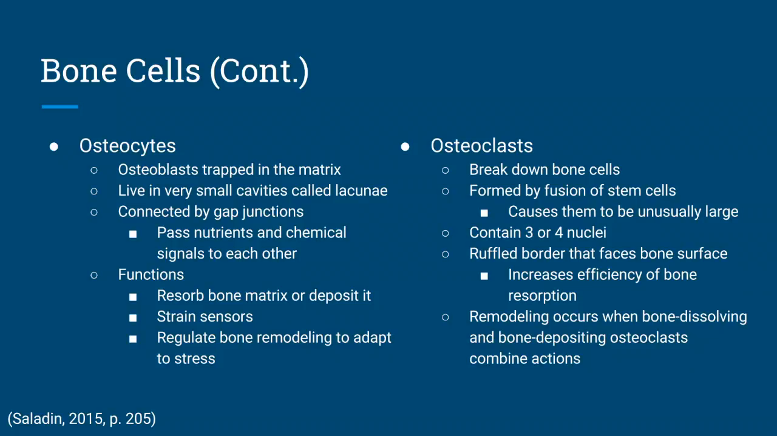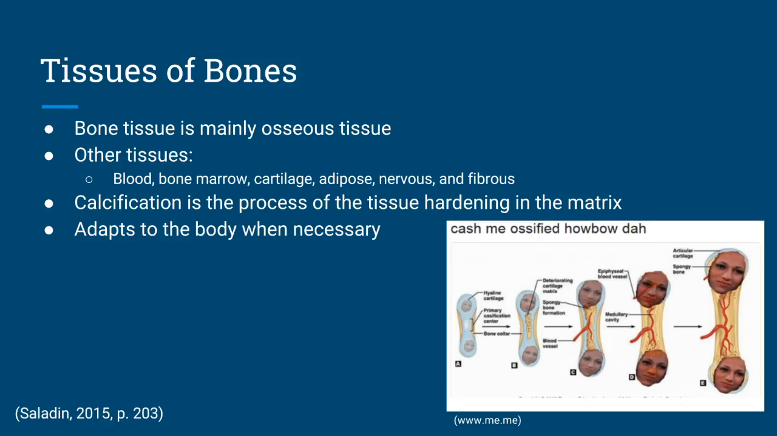Next, we have osteoclasts, which are bone cells that break down the bone. They're pretty large because they're formed by the fusion of stem cells. So they contain 3 or 4 nuclei, and they have a ruffled border that faces the bone surface. This increases the efficiency of bone reabsorption. Bone remodeling occurs when bone dissolving and bone depositing cells combine actions.